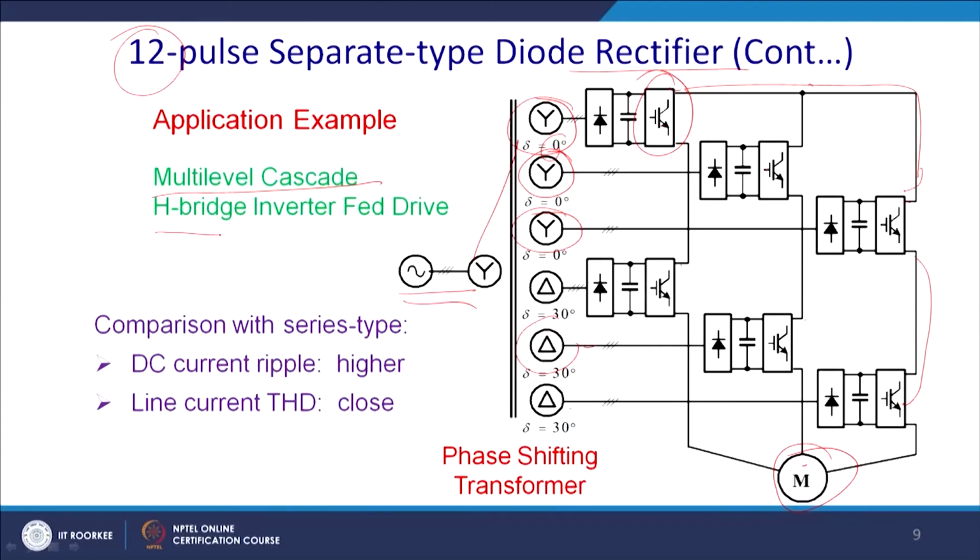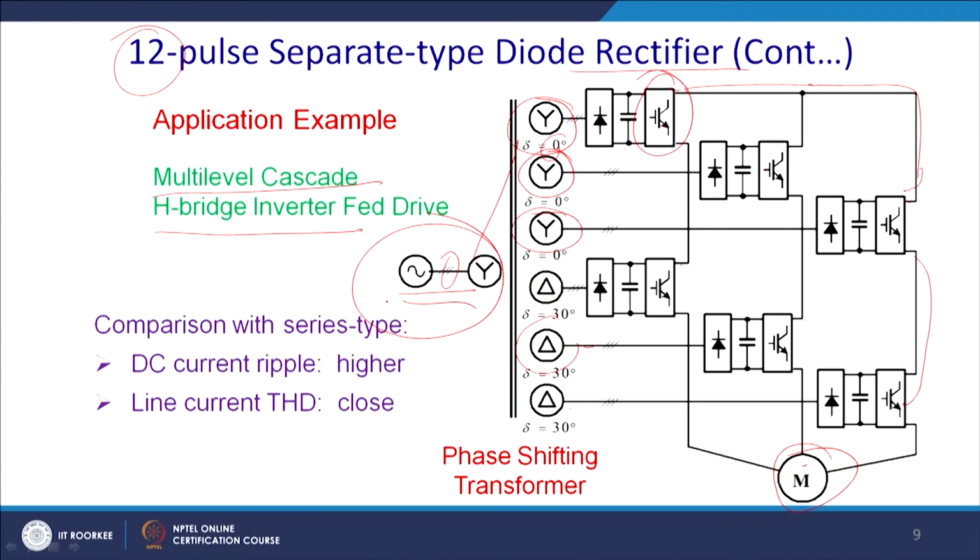This is called a multiple cascade H bridge inverter fed drive. The 24 pulse version has got the Siemens patent, and for the sake of simplicity, I am showing the 12 pulse version of it, and it has huge advantages. See the advantages. Ultimately, you get a very good power factor here as well as THD.